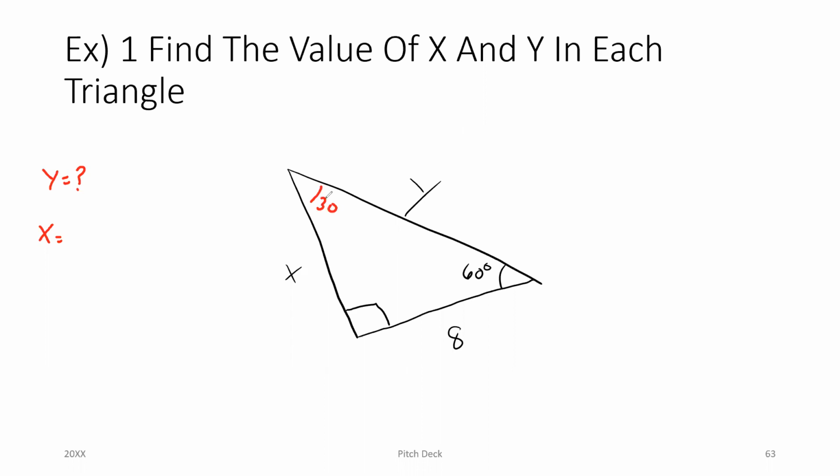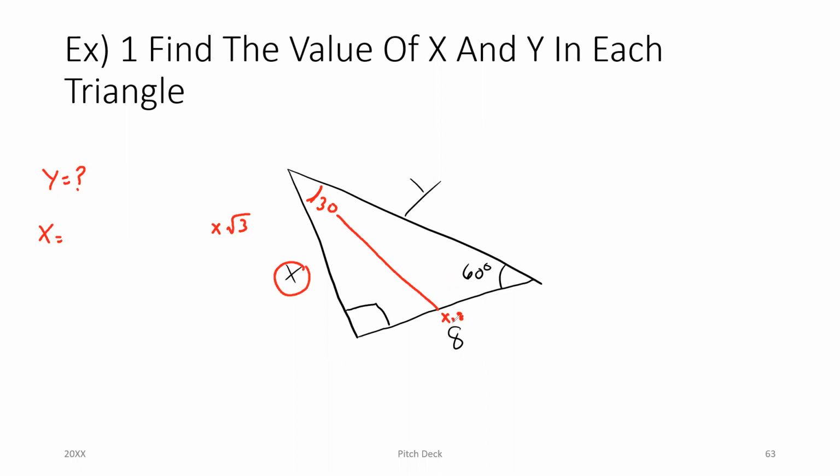Okay. So according to your notes, 30, the smallest angle, has a length of x, right? So this is your x, which is 8. And 60, or the second largest angle of a 30, 60, 90 triangle, has a length of x radical 3. So could we find x? Yes. You just put it in this formula.